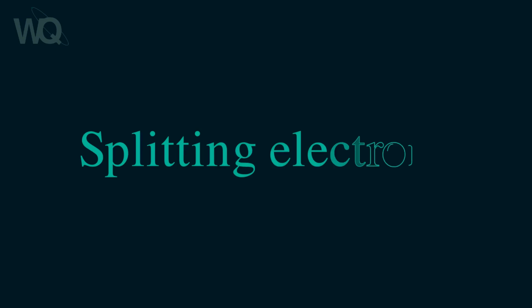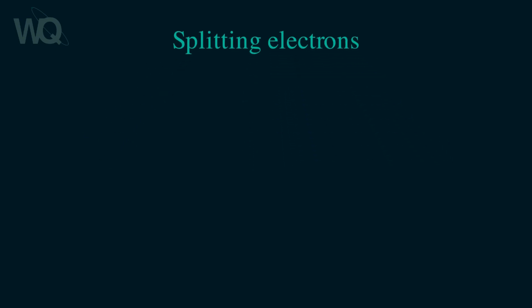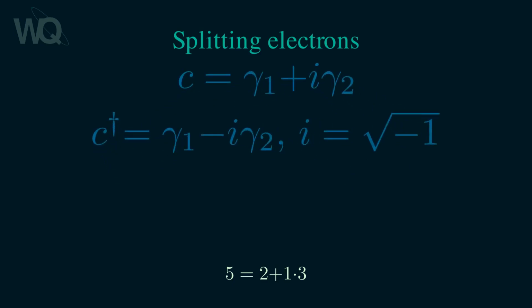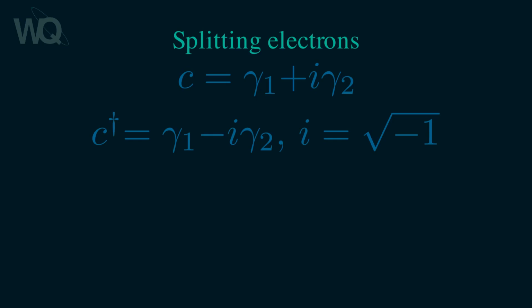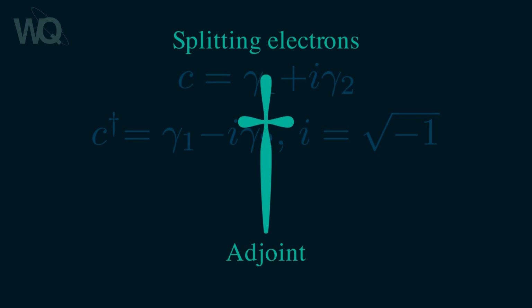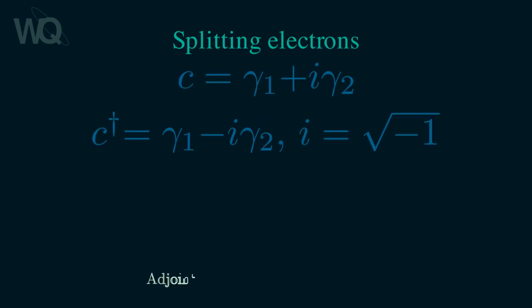Now, let's decompose these operators into real and imaginary parts. Just as we can write 5 is equal to 2 plus 1 times 3, we can also write C is equal to gamma 1 plus i times gamma 2. Just that here, instead of 1, we have i, which is the square root of -1. And the minus sign in the C dagger, that is to make the math consistent. You see, the dagger symbol in the creation operator is not arbitrary. It shows that the creation and annihilation operators are related by the so-called adjoint. Here, the adjoint operation simply flips the sign of the term with i.